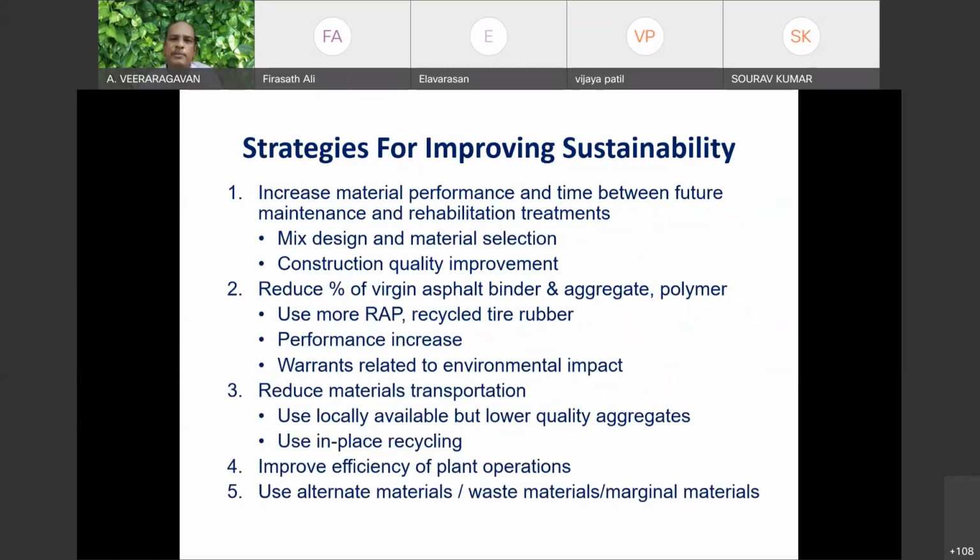What are the strategies for improving the sustainability? Number 1, I was talking about the materials that are available. Secondly, I also told how to improve the material and its properties. Can I improve the material properties, performance? Yes, I am improving the material performance. How do I do that?